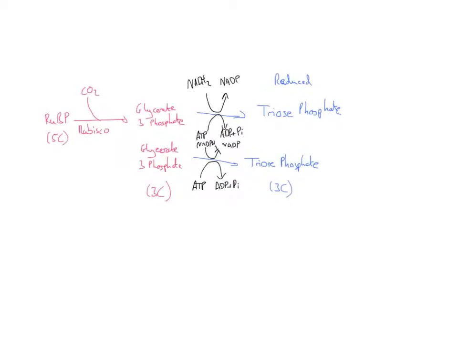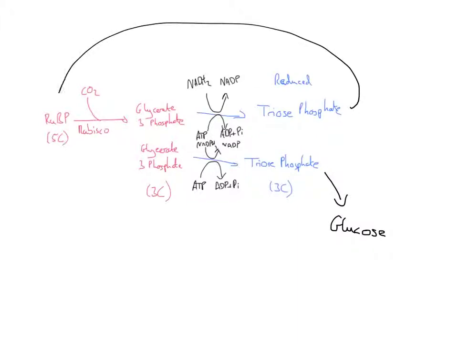So at the moment we can see the reactions occurred from RuBP being converted to glycerate 3-phosphate, glycerate 3-phosphate then being converted to triose phosphate. The triose phosphate, being a 3-carbon, one is used to make glucose. The other goes back to the beginning. Obviously, you can tell right away the numbers don't add up.